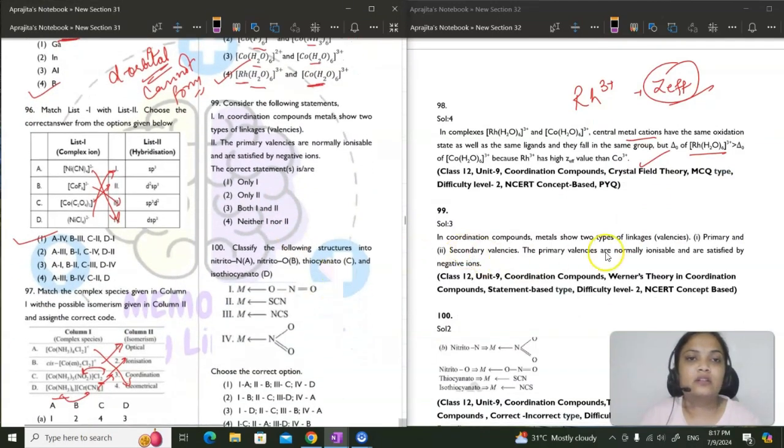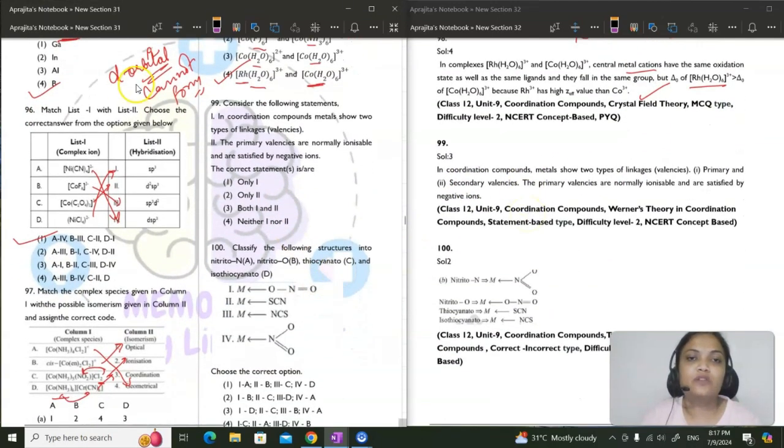Next, consider the following statements. In coordination compounds, metals show two types of linkages. Yes, they can show two types of linkages, primary and secondary valencies. Primary valencies are ionizable and satisfied by negative ions. So this is also true. The answer is both the statements are true.